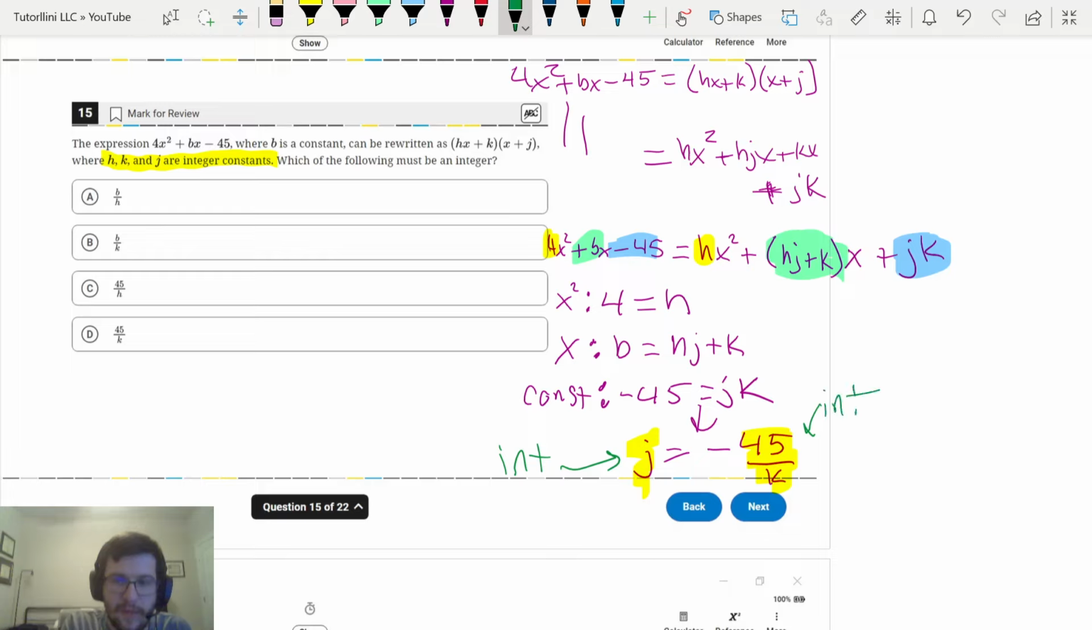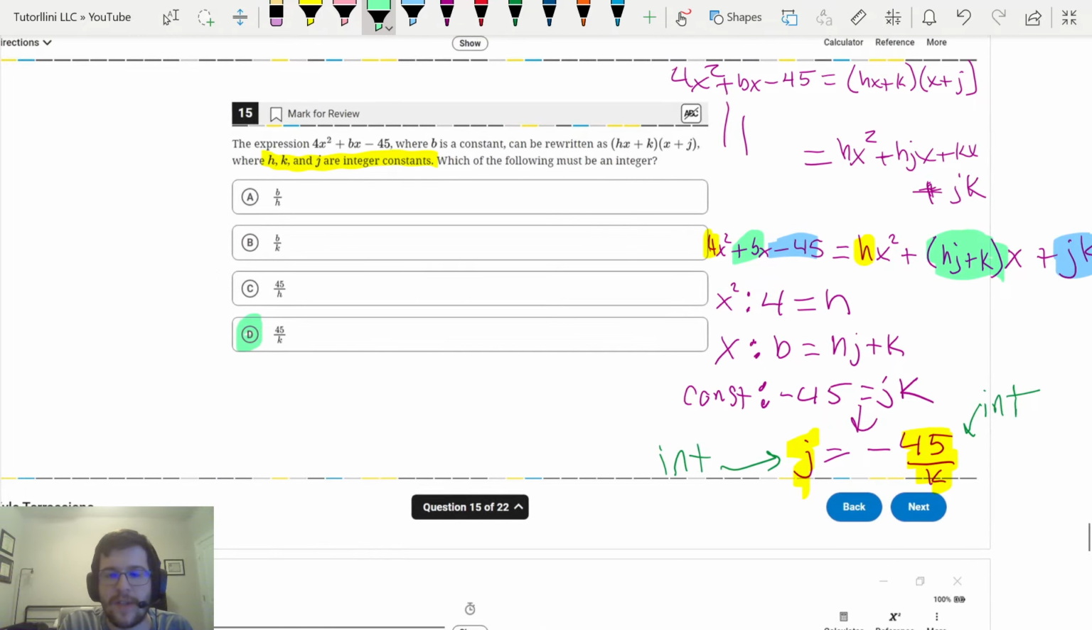And you might be like, well, what about the minus sign? Well, if I had 8 and negative 8, they're both integers, right? So yeah, it's D.